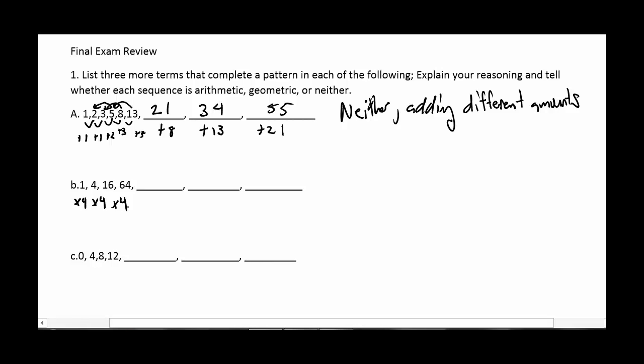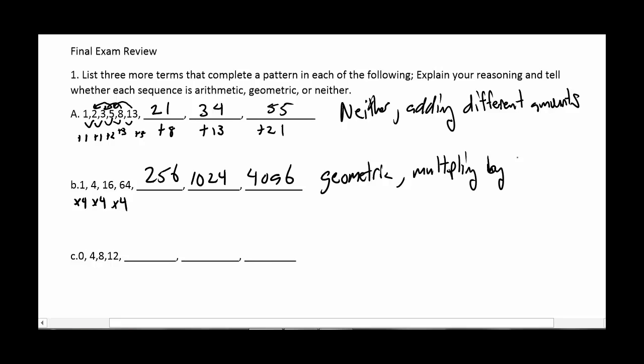So I'm going to pull out a calculator here. 64 times 4 is 256, and 256 times 4 is 1,024, and then 1,024 times 4 is 4,096. So clearly we are multiplying, and multiplying by the same number is called a geometric pattern, and the rationale is that we are multiplying by 4 each time.